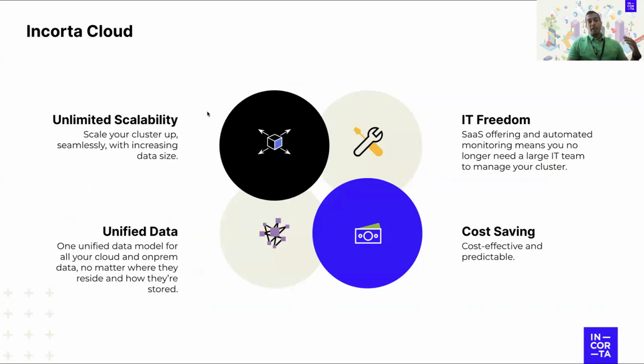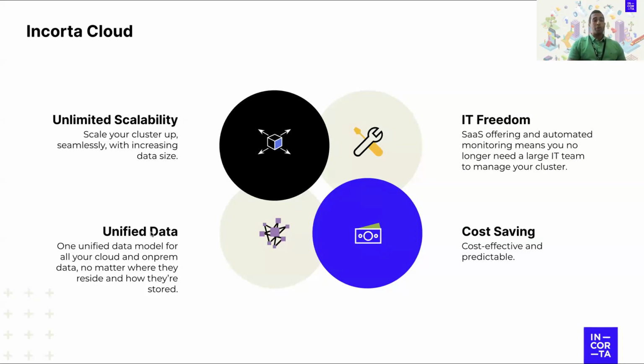So let's refresh again some of the Incorta Cloud capabilities and features, which is number 1, unlimited scalability. Scaling up and down your cluster is very easy. It's just a simple drag of the slider where you can increase the size of your cluster or decrease it to adapt to your data size inside your organization. And we'll see this live in a demo.